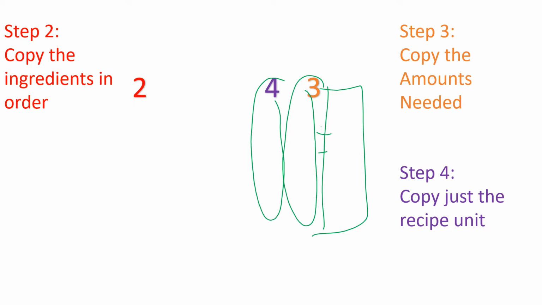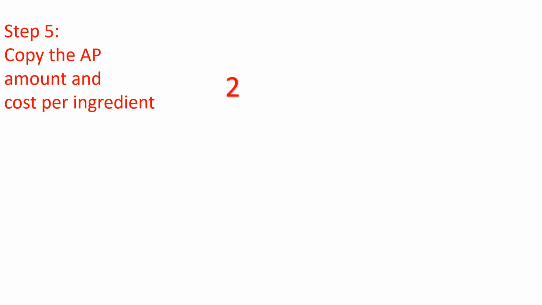Okay? If these units do not match, we cannot do this times this equals this. So that's why we have to get the units to match. Okay? So that fourth step is to just copy the units. Step 5 is to just copy the as purchased amount and the cost per ingredient. Okay? The as purchased cost.